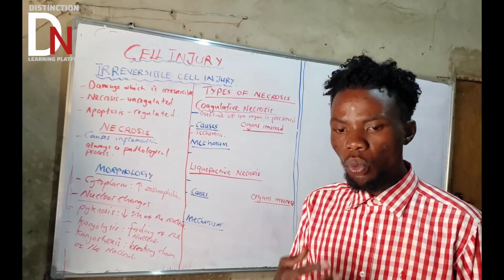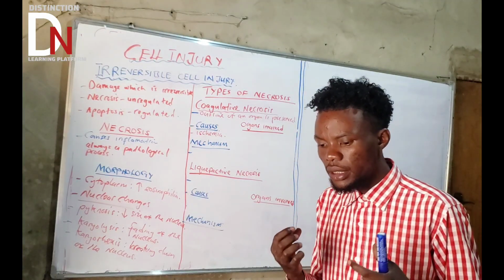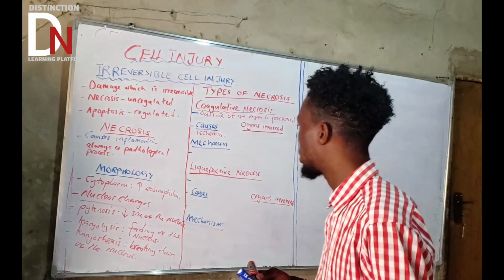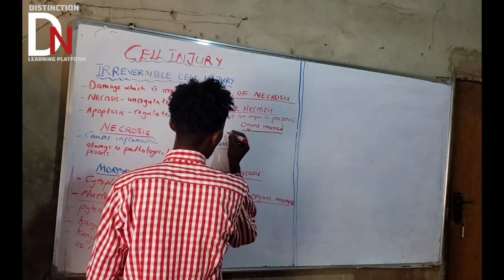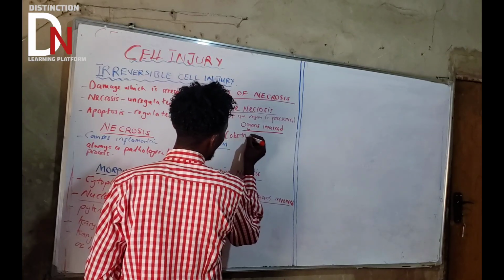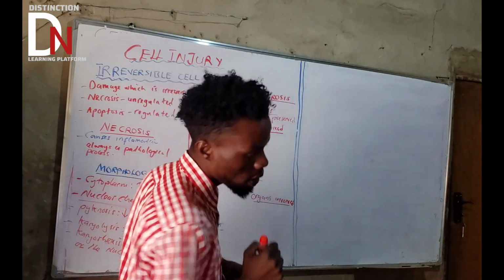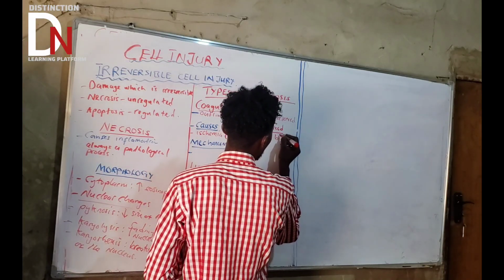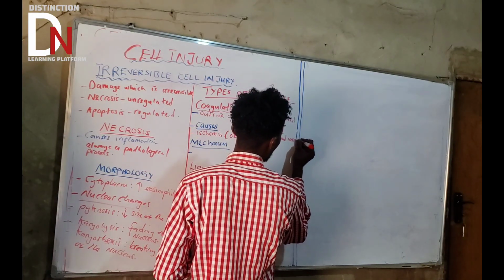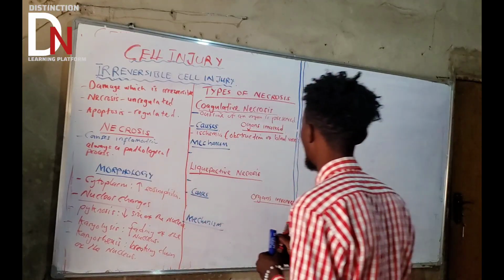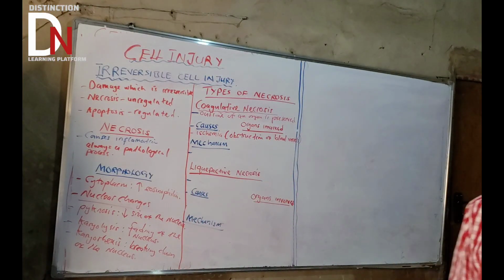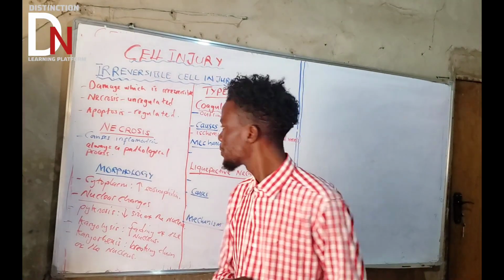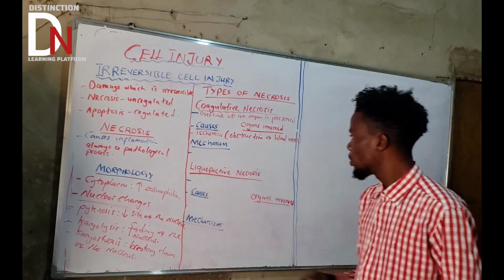Now, what is really causing that decreased amount of blood going to an organ? It is because of obstruction. Obstruction of blood vessels. So what could really cause ischemia is obstruction of blood vessels. That is the real cause of ischemia.